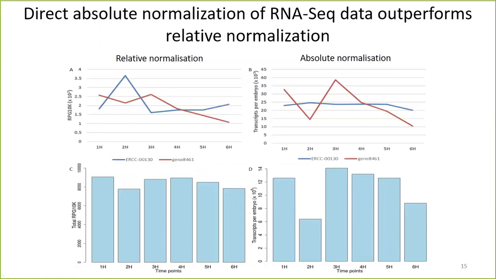So then we wanted to look into the dynamics of transcription during embryo development. And as I said, because the events are very dramatic, we used this absolute normalization to capture the dynamism. What I show here is a comparison of the relative and the absolute quantification. In figure A, on the y-axis, is the relative quantification for an internal standard, ERCC-00130, and one random gene, gene 8461. What you can see across our samples is that the amount of our internal standard keeps changing. It goes up and it goes down across the time points. This we didn't expect, because when we added the internal standards, we added them at a constant amount across the embryo.